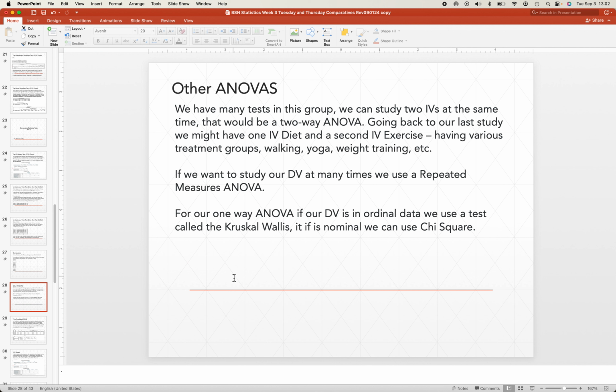Within the ANOVAs, we have a tremendous number of tests. I've already mentioned some of them. If we have one IV, it's a one-way ANOVA. If we have 2 IVs or independent variables, we can have a two-way ANOVA. And we can go on. We can have many independent variables. And so we have what's known as the N-way ANOVA, where the N is the number of independent variables we have.